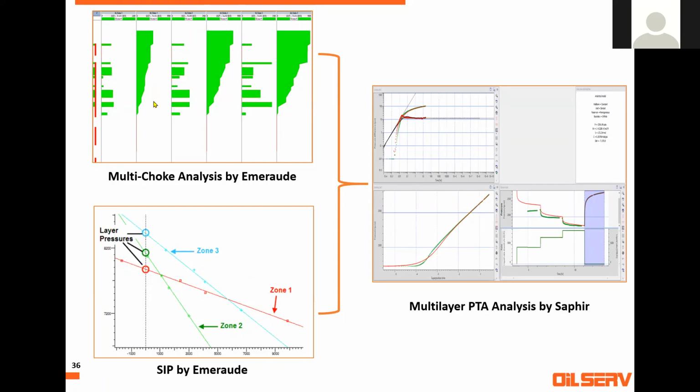Okay, so this is the multi-rate PLT. You have the flow rate per each layer. You see each layer, this one is producing blood, this one is producing blood. And then you make your inflow performance, you make it above each perforation. You can combine all this in a PTA analysis, and you can create multi-layer PTA analysis.